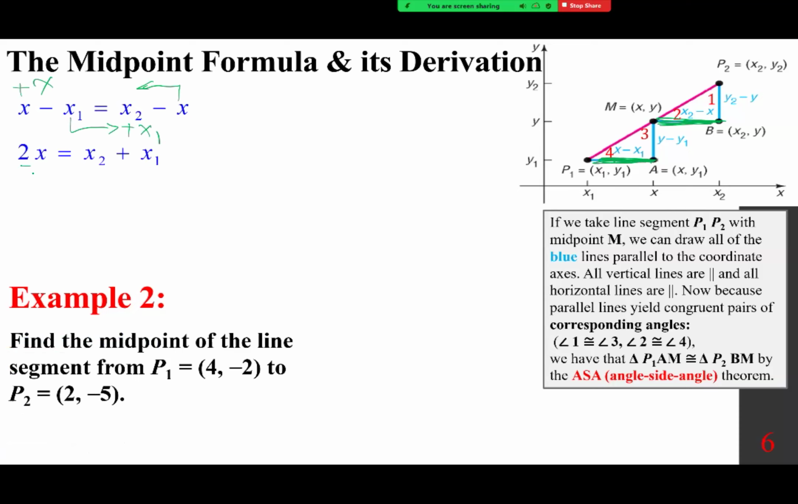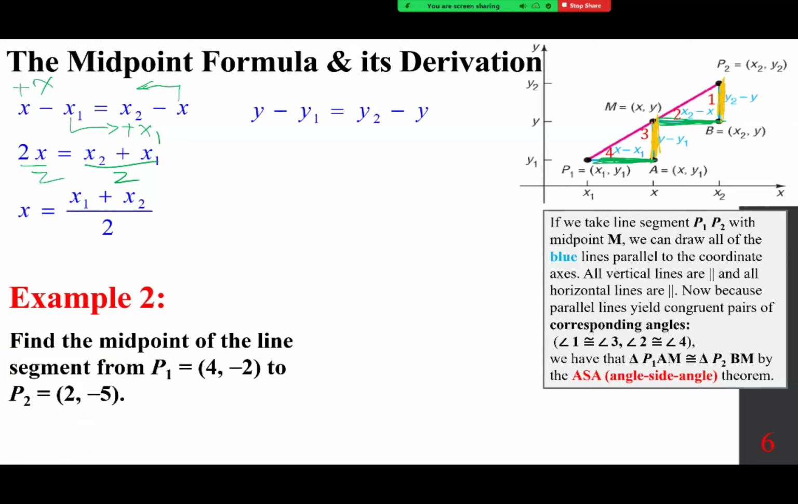Divide by 2. And x is x sub 1 plus x sub 2 divided by 2. We do the same thing with the y's. Y minus y1, this distance, is equal to y2 minus y, this distance, because again, the two are identical.